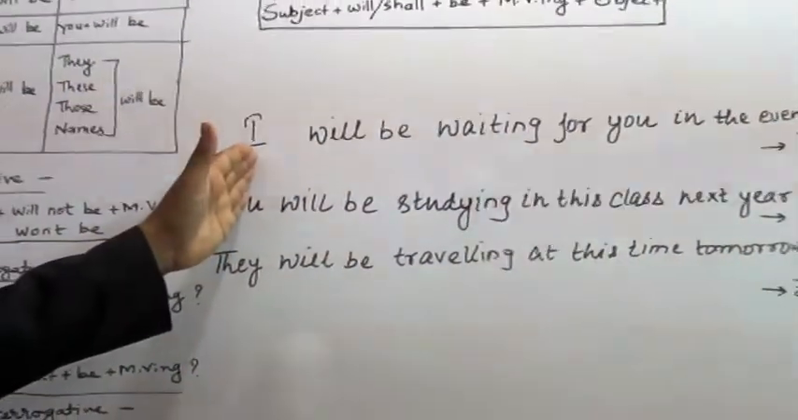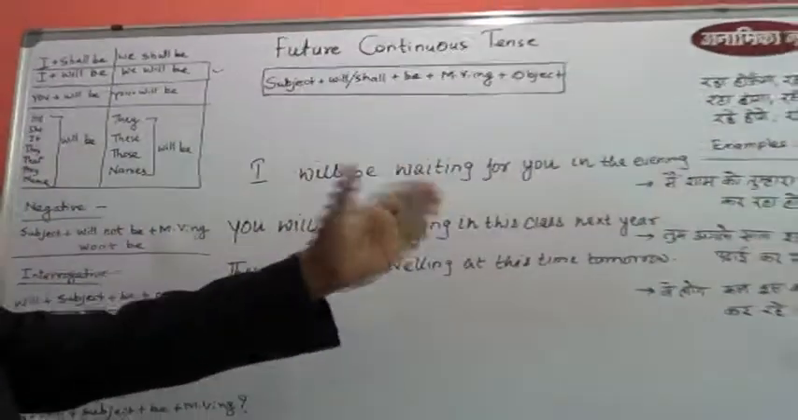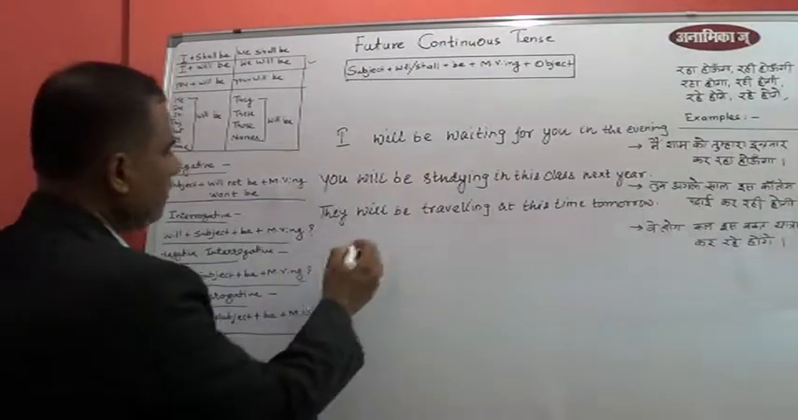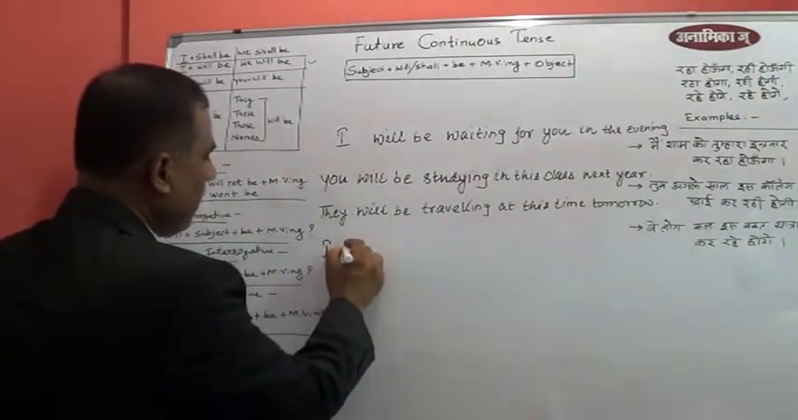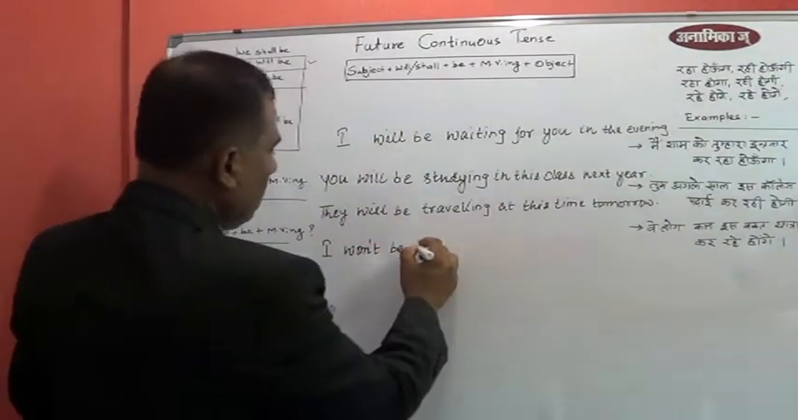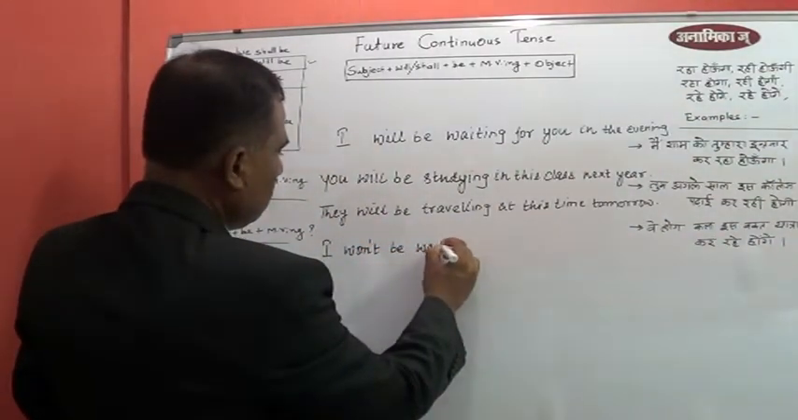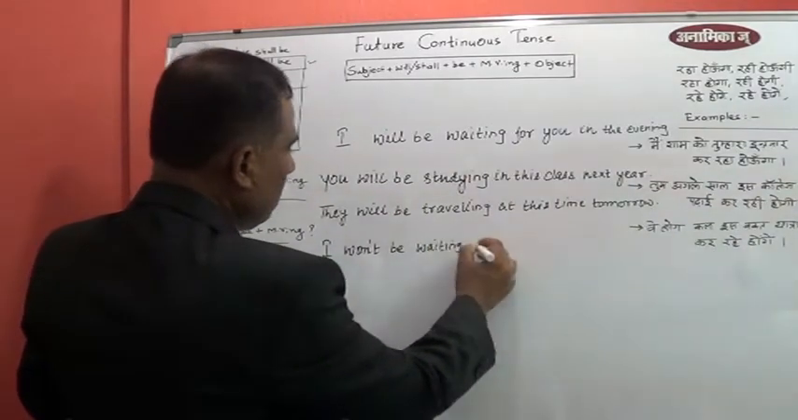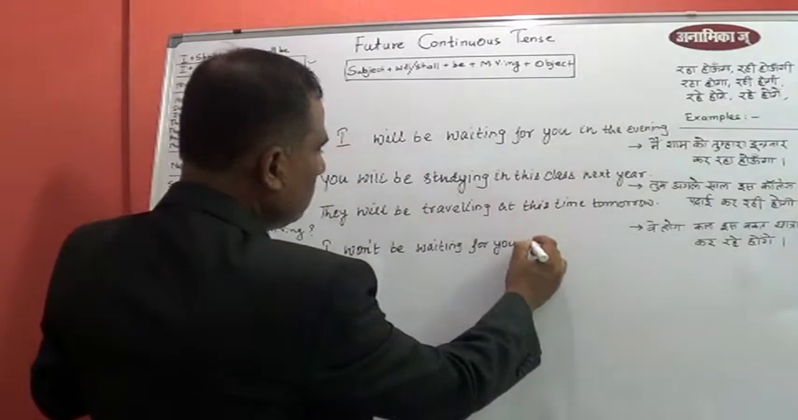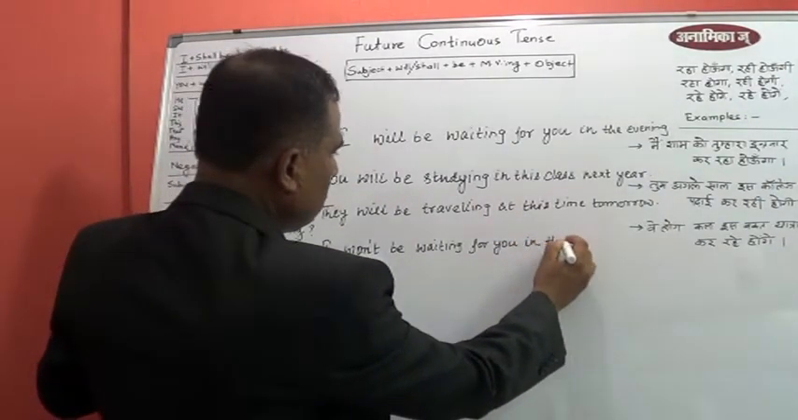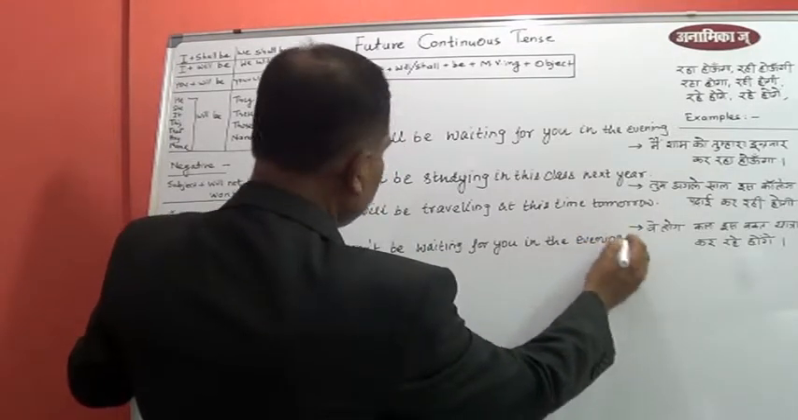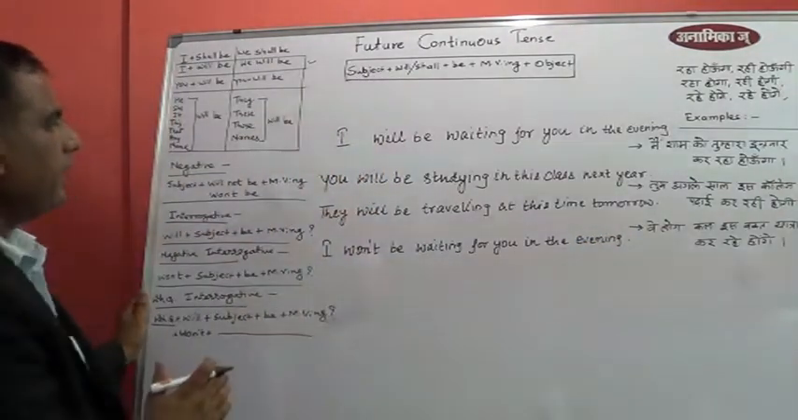So here we have a positive sentence: I will be waiting for you in the evening. Now if I want to make it negative, I will simply write, I won't be waiting for you in the evening. I won't be waiting for you in the evening.